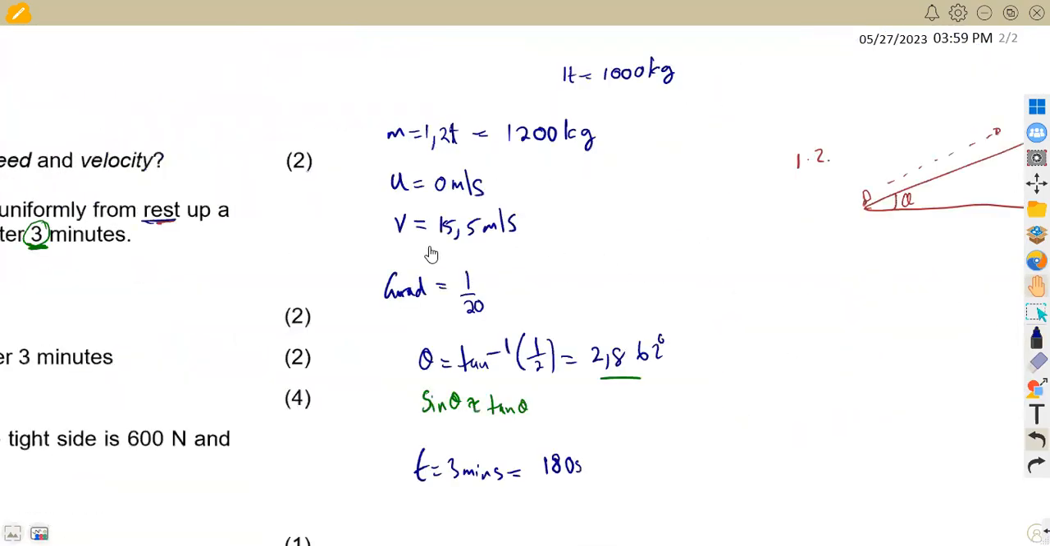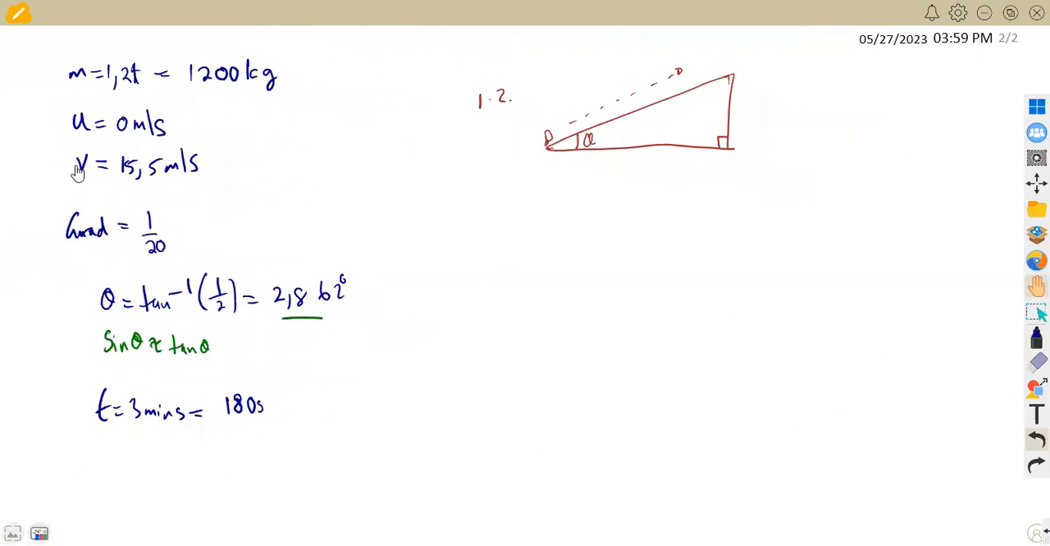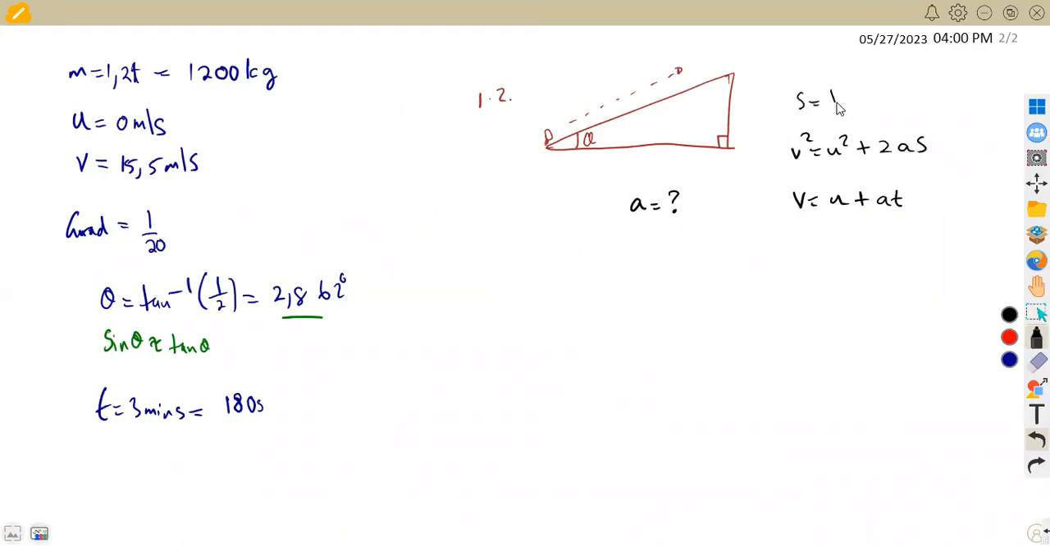Take note, we are told that it started from rest and reaches a speed of 15,5 meters per second in the time of 180 seconds. So we can formulate the acceleration from our linear motion laws. Remember that V is equivalent to U plus AT. Also, where there's acceleration, V squared is equal to U squared plus 2AS. We also have S, which is equal to UT plus half AT squared.